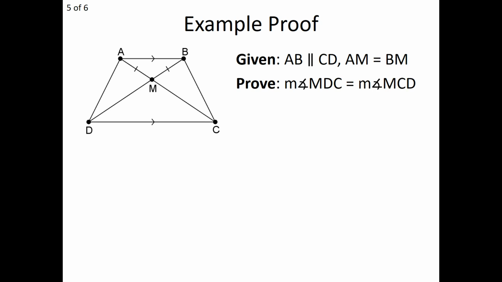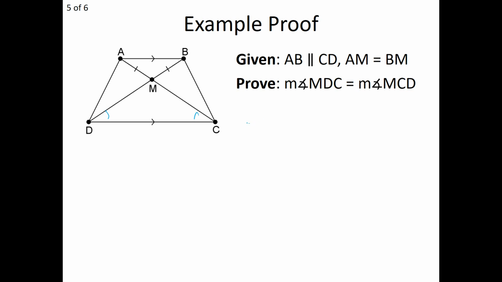In this diagram, we have what's called a trapezoid, which we haven't talked about yet, but a trapezoid is a quadrilateral with precisely one pair of parallel lines. We're given that AB and CD are parallel. We also have A connected to C, B connected to D, and we have this point of intersection at point M. We're going to prove that the measure of angle MDC and the measure of angle MCD are equal to each other. That happens to be these two angles right here. We're going to prove that those two angles are equal to each other.